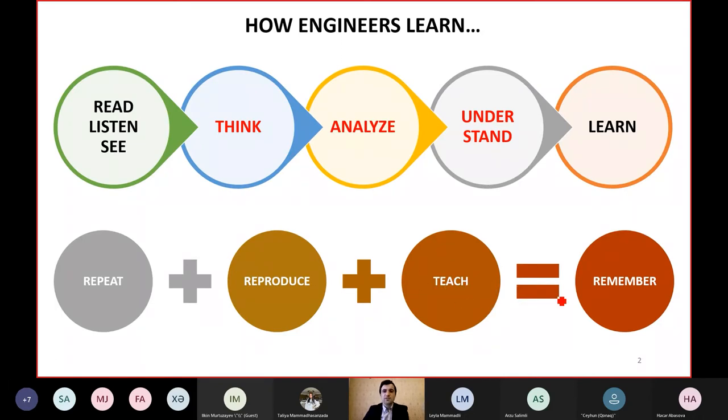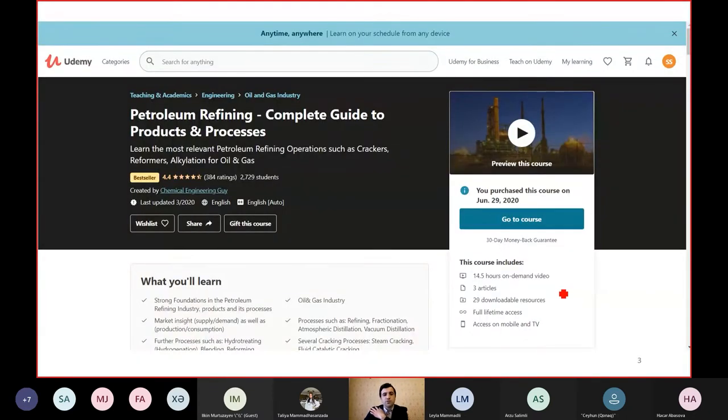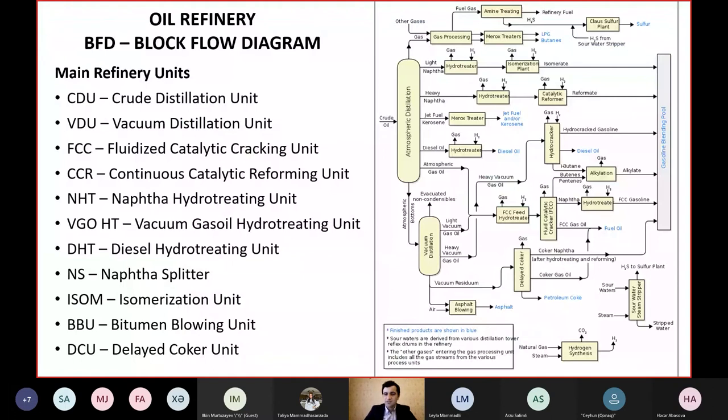As I told you in the first session, I use the Petroleum Refining Complex: Guide to Products and Process course on Udemy. I mostly use the presentation slides, and I added some slides from the reference book I used. This is the oil refinery block flow diagram that we discussed during the last session. Now I would like to summarize it briefly, because it is really important to understand the processes in the BFD first, and then we go through each unit one by one.